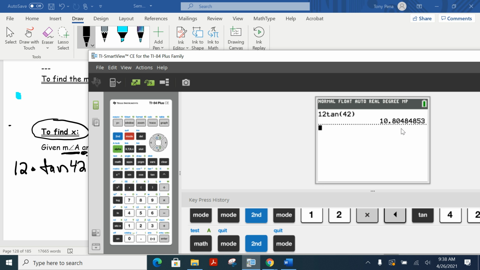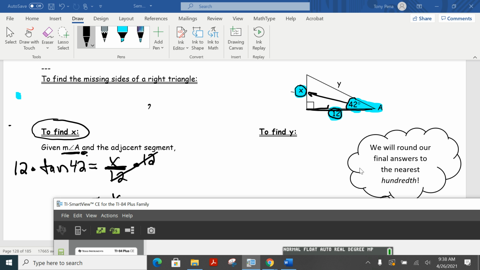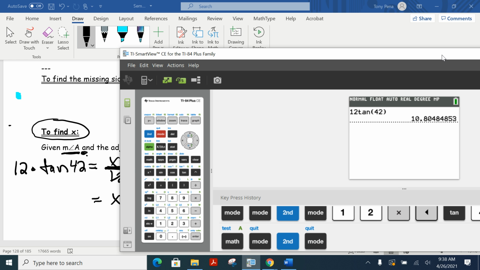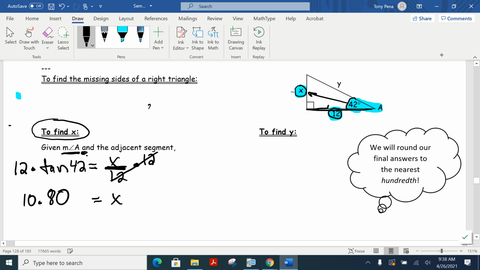All right, do we all get 10.80? Yeah. Now look at your directions. We will round our answer to the nearest hundredths. The first decimal is your tenths, and your second decimal is your hundredths. So we are rounding to the second decimal place, which in this case we'll put the 0. You don't necessarily have to put the 0, but that should be the length of x. So now x should be 10.80.